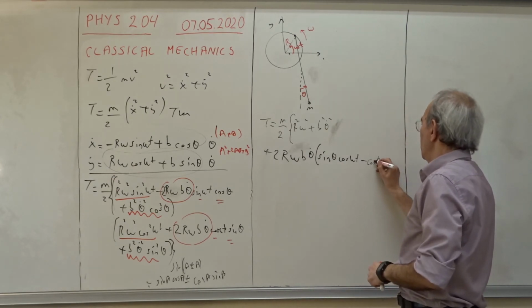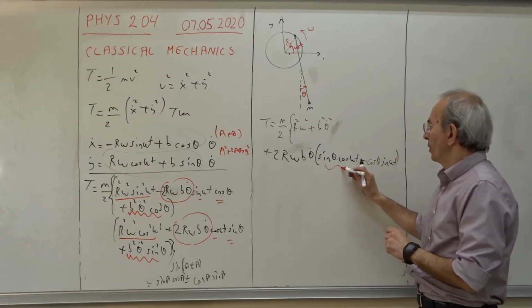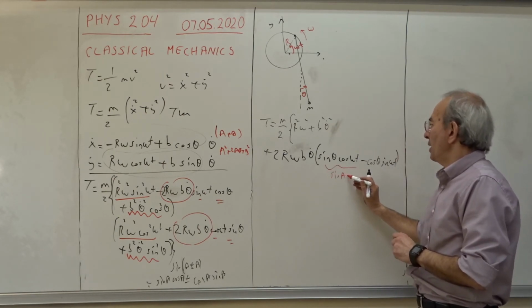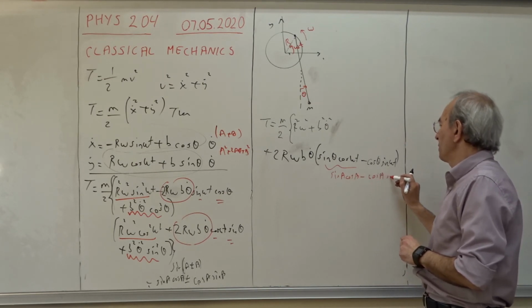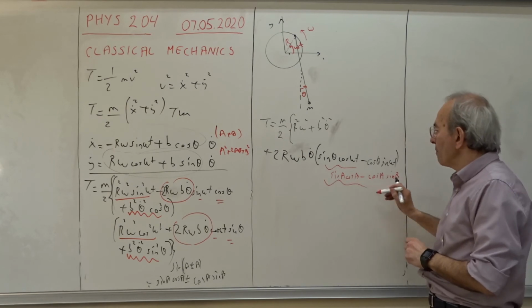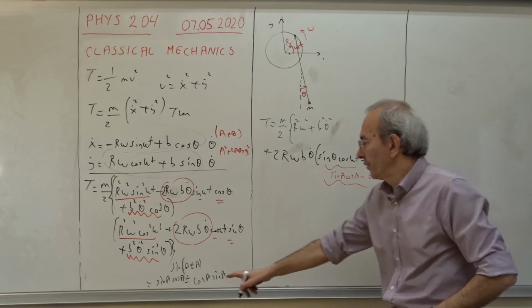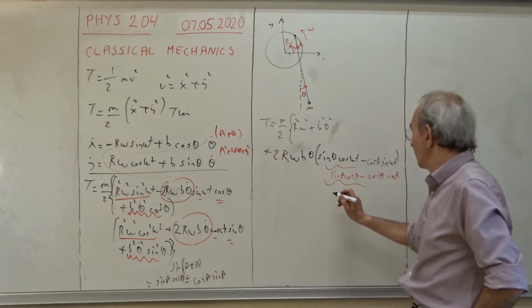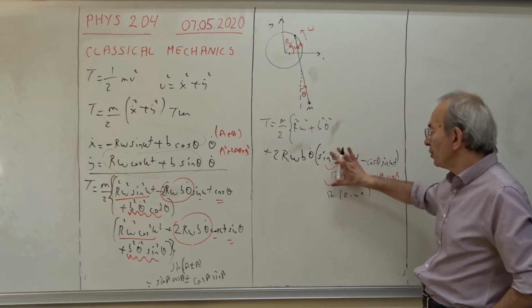Cos theta sine omega t. So this is like sine a cos b minus cos a sine b. So this can be abbreviated as sine of difference. Sine of, what is a? Theta. Theta minus omega t. So this is also substituted.